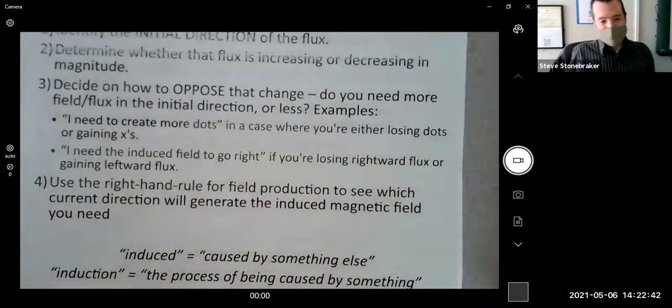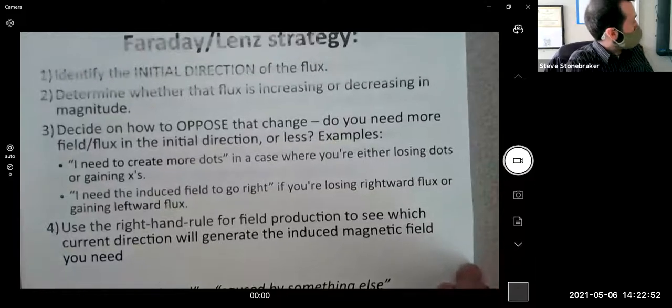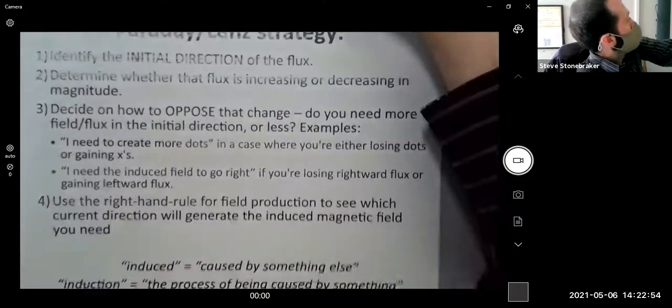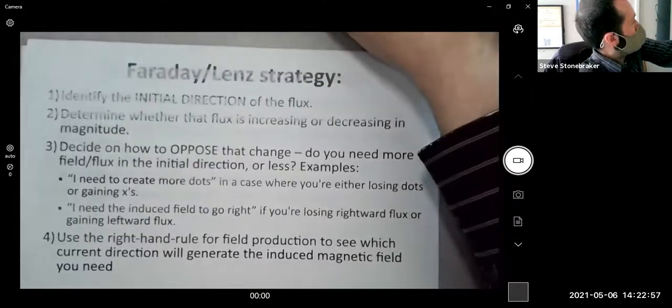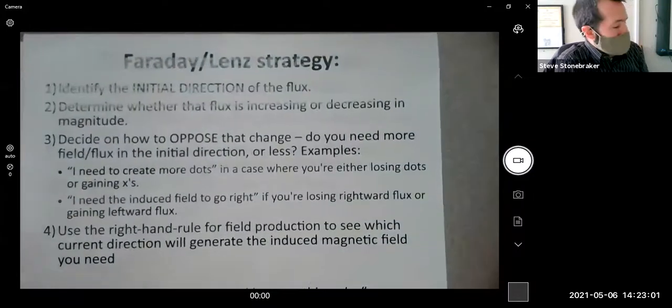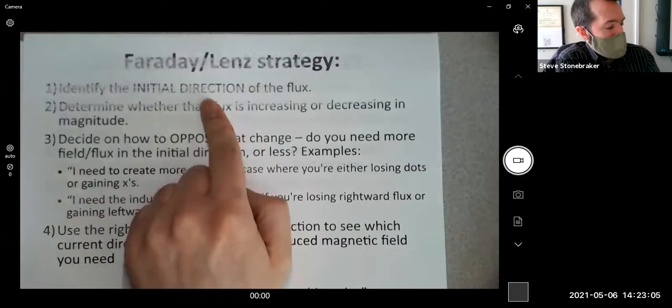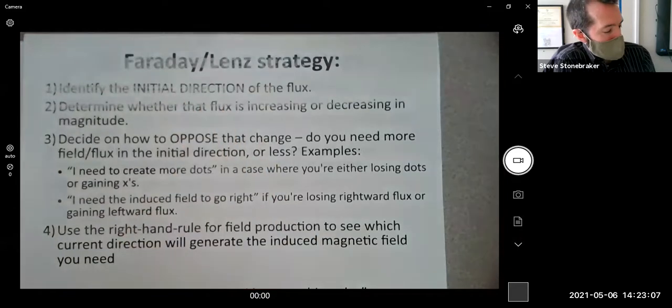Okay, so let's do a few more examples for trying to figure out the direction. The overall strategy, I want to review here. The overall strategy for the flux method, at least, is to think about which direction the flux points, the initial direction for the flux. Figure out whether that flux is going to be getting stronger versus weaker.